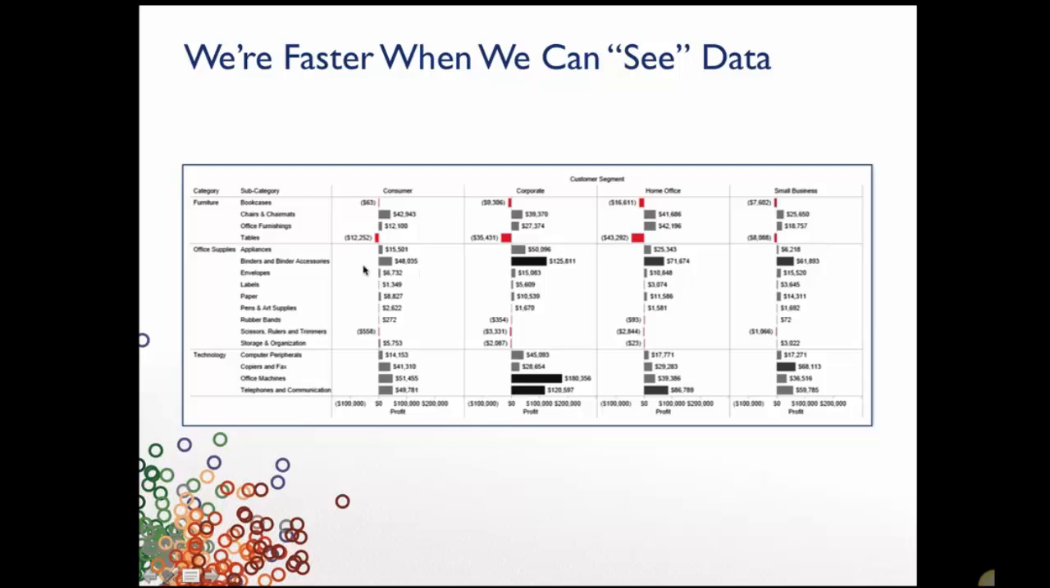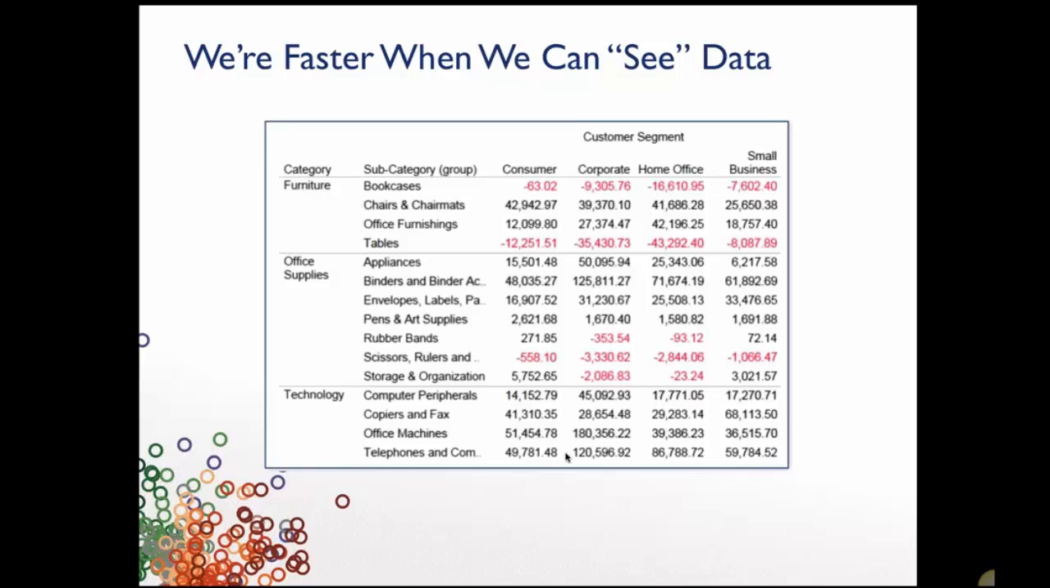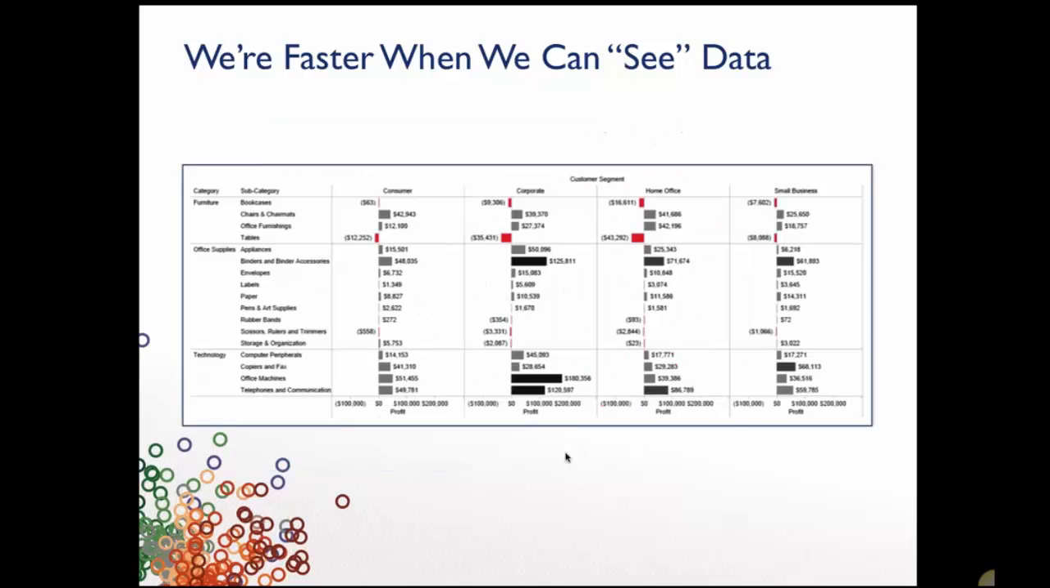We can kind of eyeball here that binders and binder accessories are doing pretty well for us, and that the corporate segment really stands out for us in terms of profitability. And we can do all this at a glance. When you were looking at the data the other way, you had to scan. You really had to make sure you checked each number. When you're looking at it this way, you can make split-second decisions. You don't have to look at all of the data linearly.